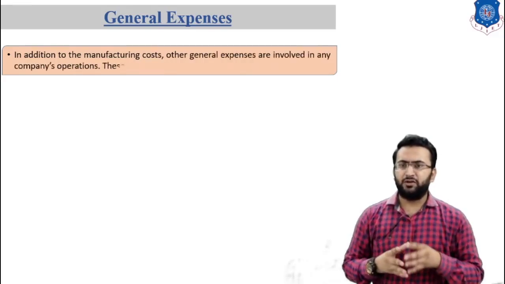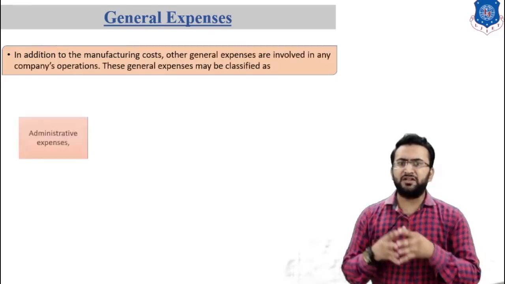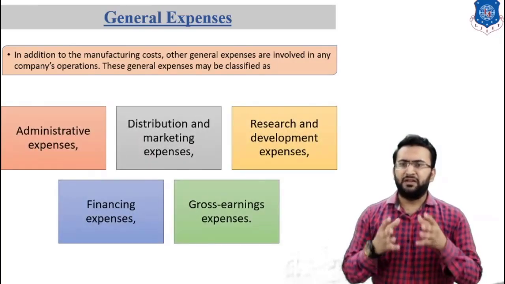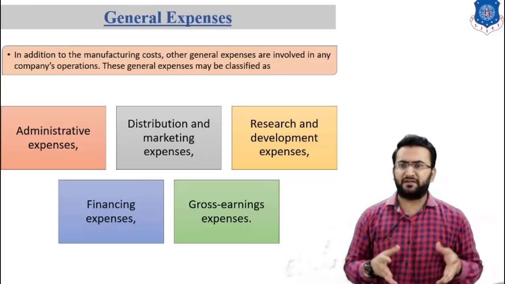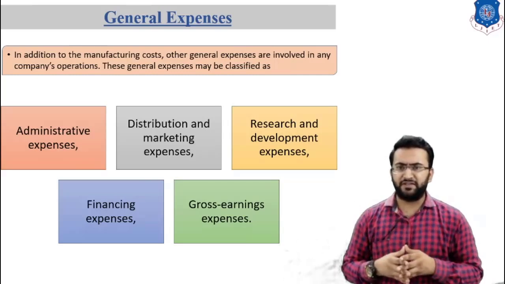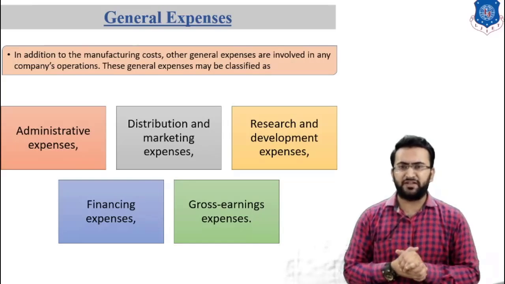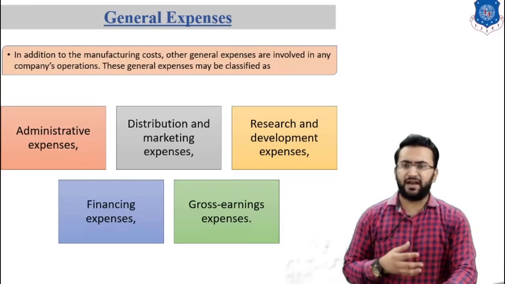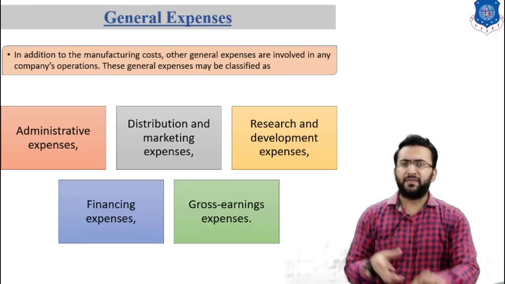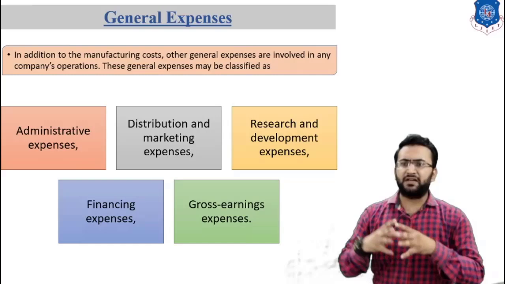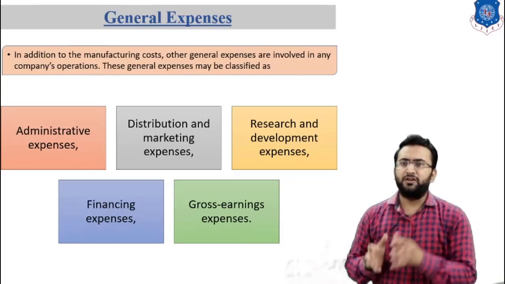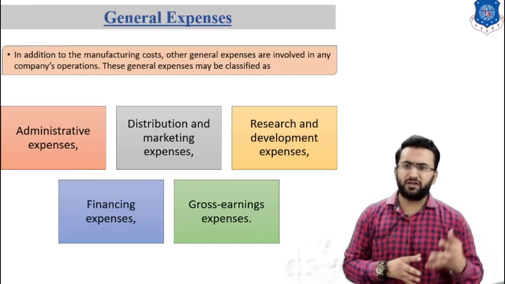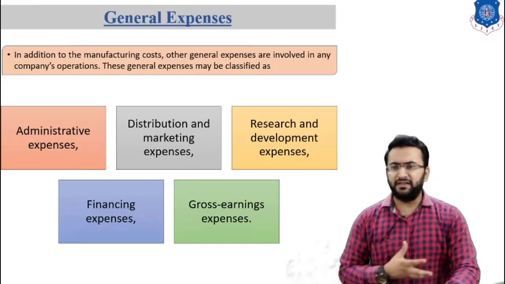In addition to manufacturing cost, other general expenses are involved in many company operations. These general expenses may be classified as administrative expenses, distribution and marketing expenses, research and development expenses, financial expenses, and gross earning expenses. So general expenses are further classified as the administrative cost, distribution and marketing cost, research and development cost, gross earning cost, and financing cost.